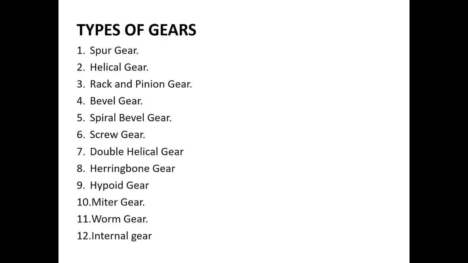Next, types of gears. First, spur gear, helical gear, rack and pinion gear, bevel gear, spiral bevel gear, screw gear, double helical gear, herringbone gear, hypoid gear, miter gear, worm gear, internal gear. Let's look at these 12 gears.